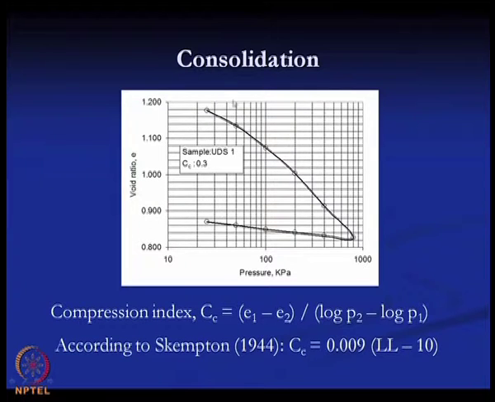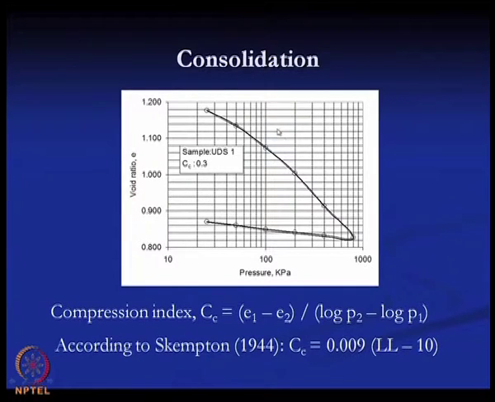Here a typical consolidation graph of void ratio versus log P is presented, where P means pressure. The pressure is plotted on the logarithmic scale and the void ratio on the normal scale. Here we can see that as we apply more pressure, the void ratio decreases. This is the loading curve and this is the unloading curve. Once we remove the pressure, there will be some rebound of the soil void, so it will go further up.